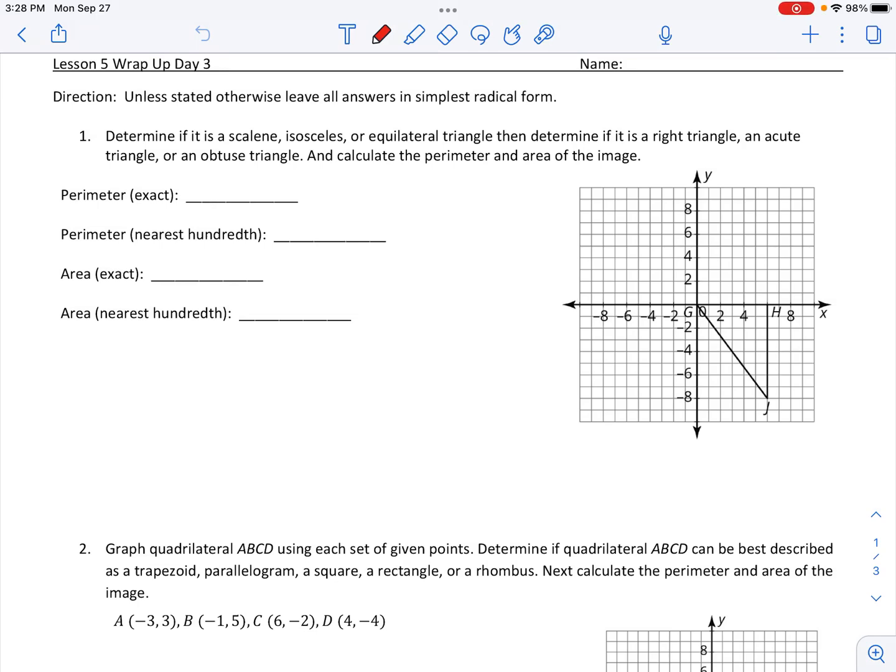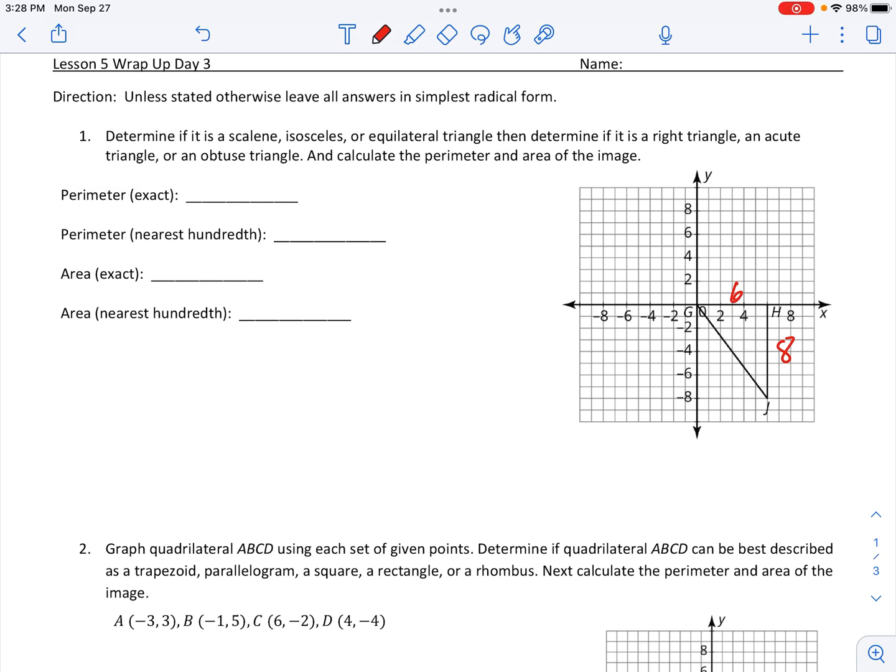Okay, GH is a length of 6. HJ is a length of what? 8. And then to find the hypotenuse, because it's a right triangle, we know it's a right triangle already, actually. Horizontal and vertical are perpendicular, so it's a right triangle. For that third side, go ahead and find it.